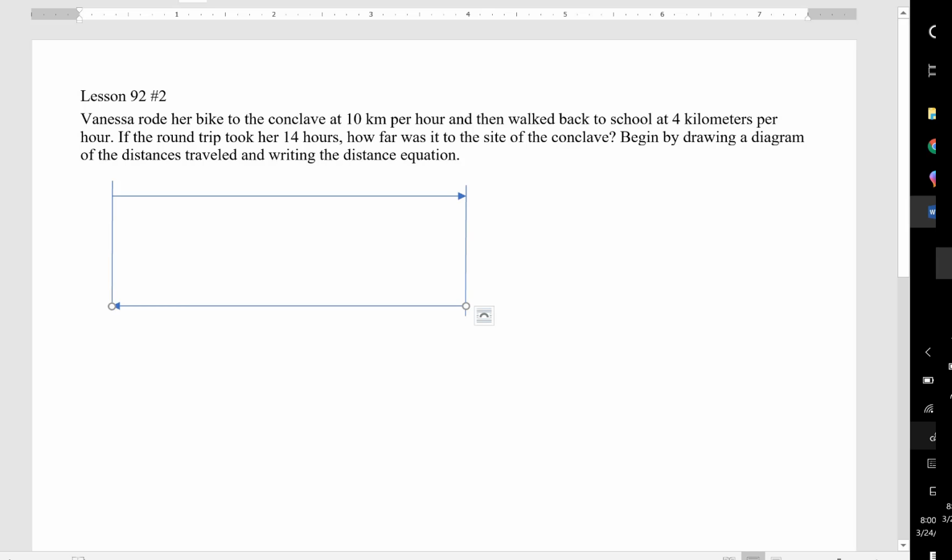Okay, so Vanessa rode her bike to the conclave at 10 kilometers per hour and then walked back to school at 4 kilometers per hour. If the round trip took her 14 hours, how far was it to the site of the conclave? Begin by drawing a diagram of the distances traveled and writing the distance equation.